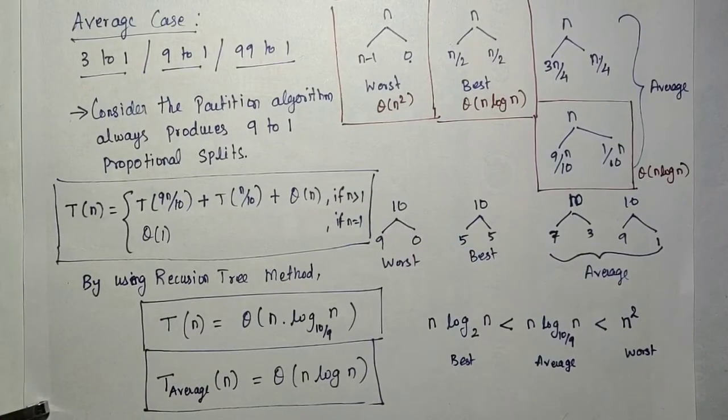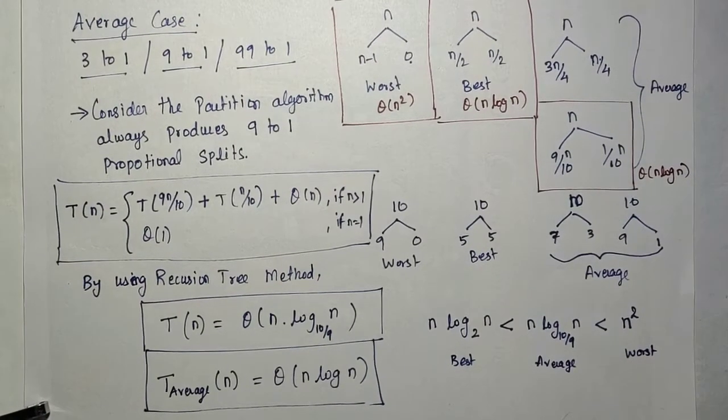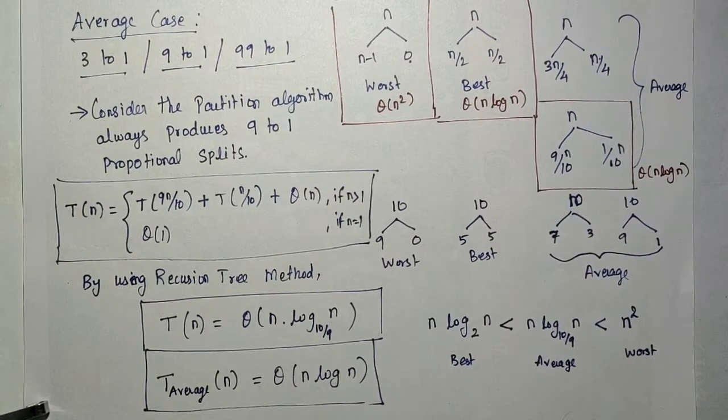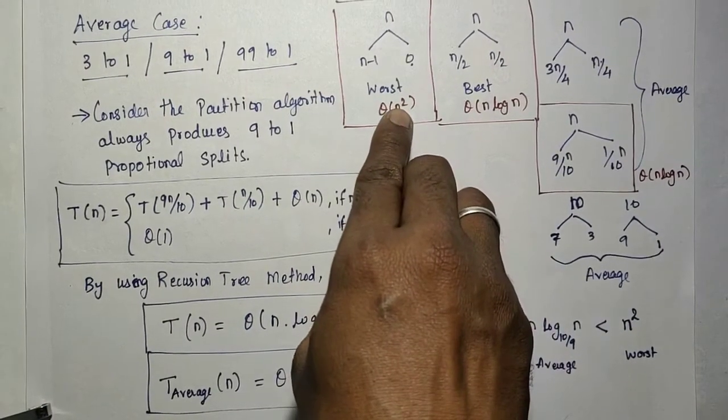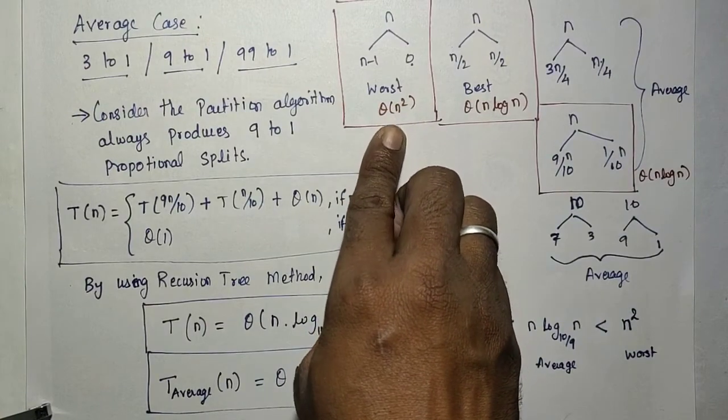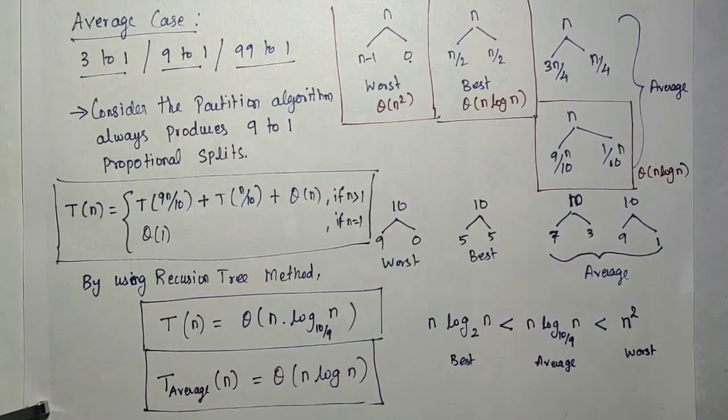So try to understand the performance analysis of the quicksort method. In this way only you have to analyze any algorithm. If you have any doubt, you can ask. In the next video we will discuss the drawback: if the input is in ascending order, we get the worst case complexity. How to avoid that, we'll discuss in the next video. Okay, thank you.